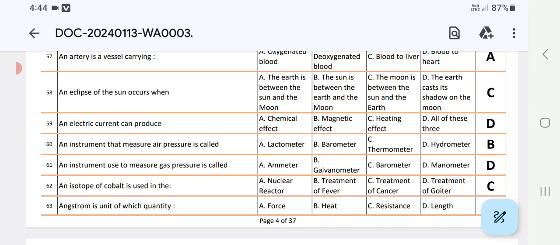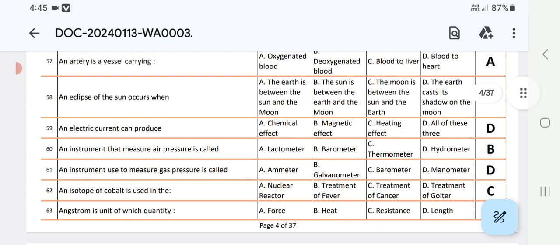An instrument that measures air pressure is called barometer. An instrument used to measure gas pressure is called manometer. An isotope of cobalt is used in the treatment of cancer. Angstrom is the unit of which quantity? That is length.